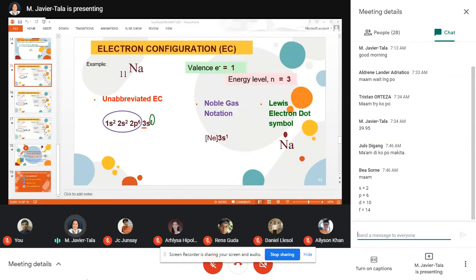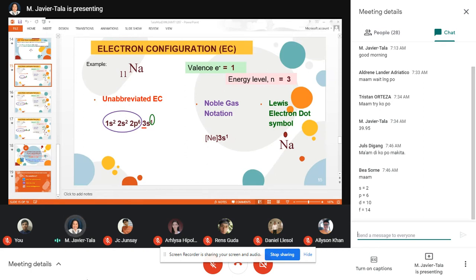3s1. Why is it that it is only 3s1? Because your neon already represents this unabbreviated part. The atomic number of neon, which is 10, is equivalent to this in your unabbreviated EC.